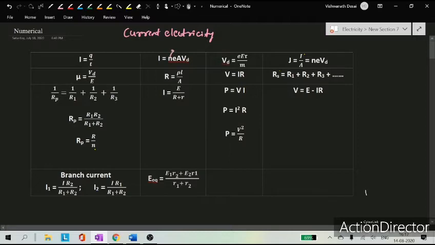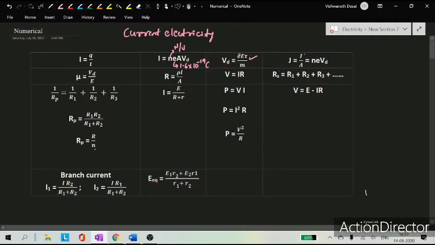And here is one more relation for the current, which is I = nAeVd, where n is the number of electrons per unit volume, and e is the charge of an electron. The value of e is 1.6 × 10^-19 coulomb, A is the area, and Vd is the drift velocity. And the formula of drift velocity is here: Vd = eEτ/m.